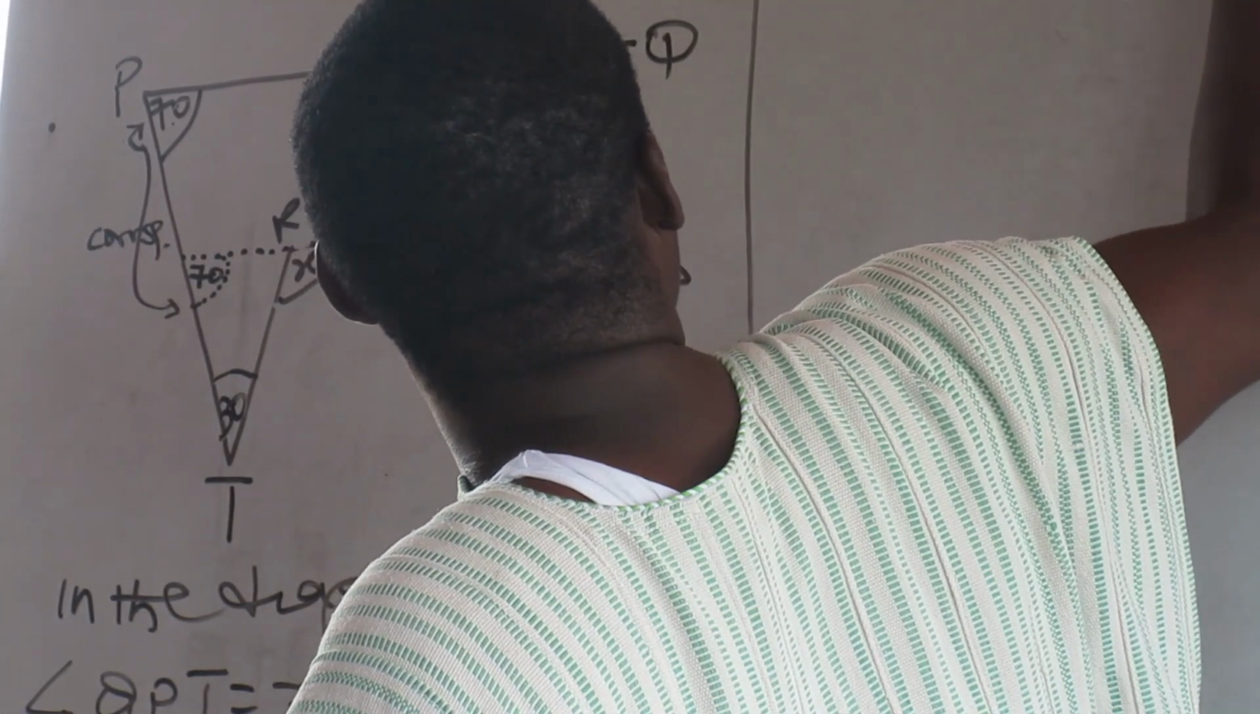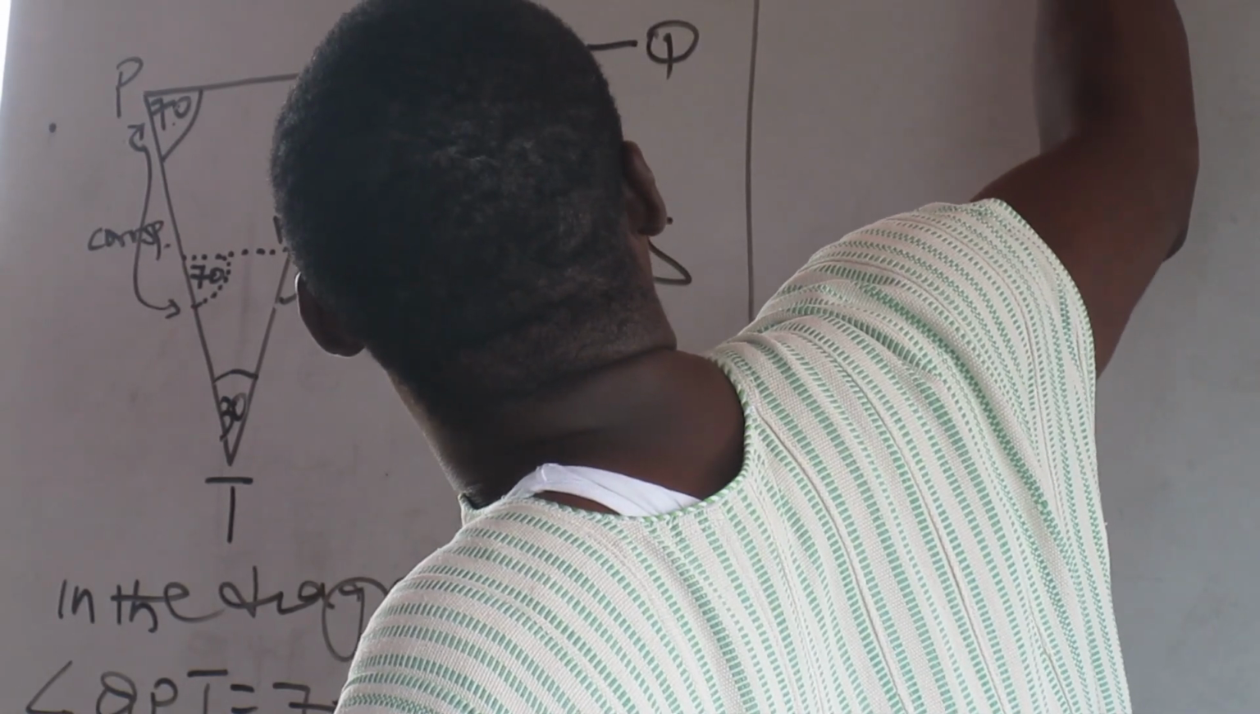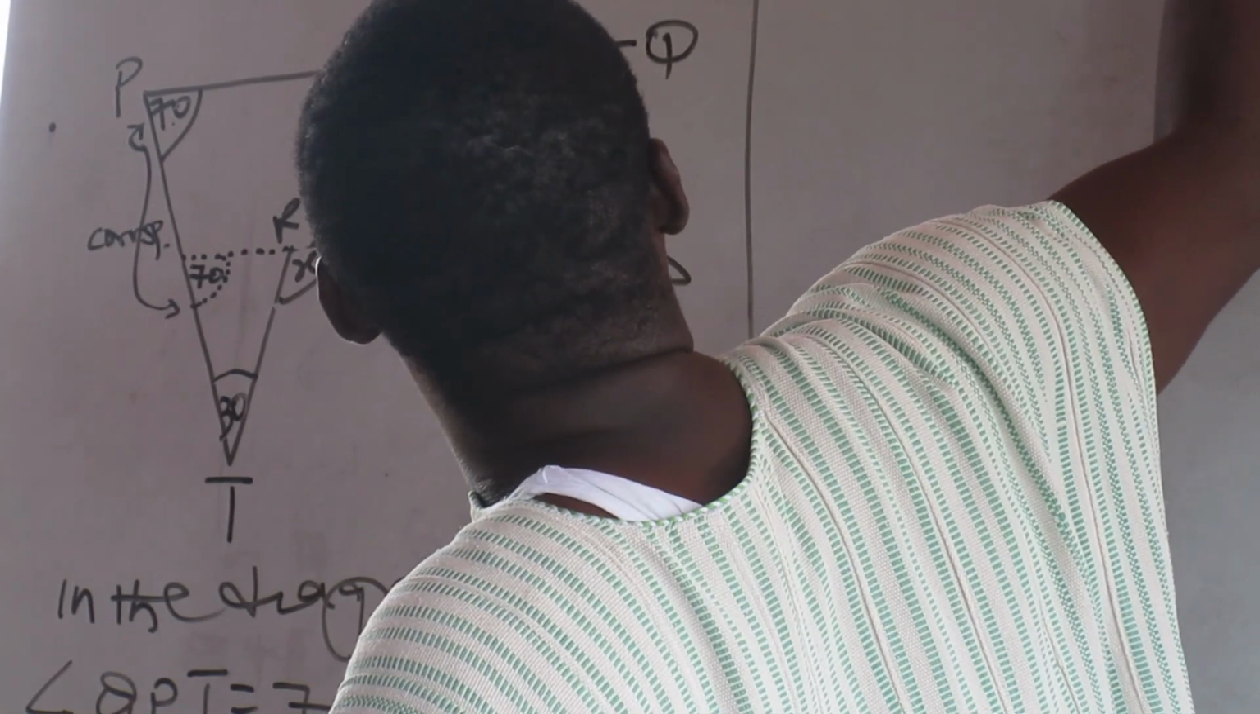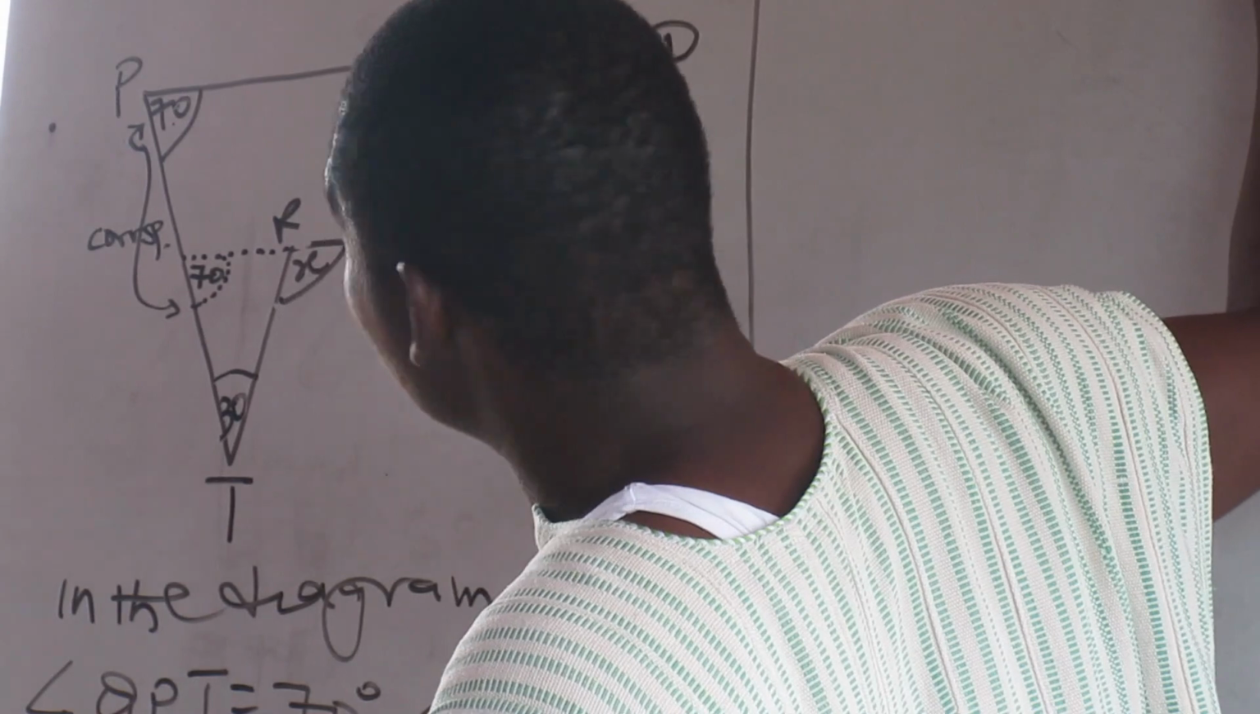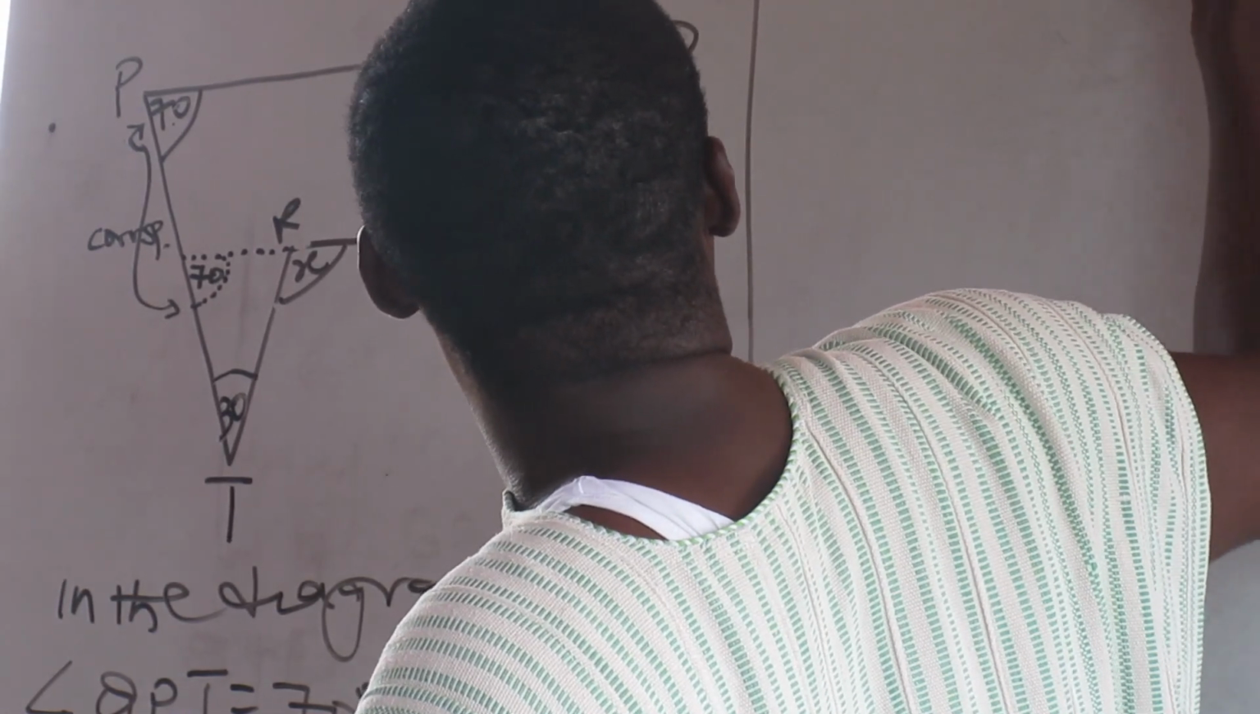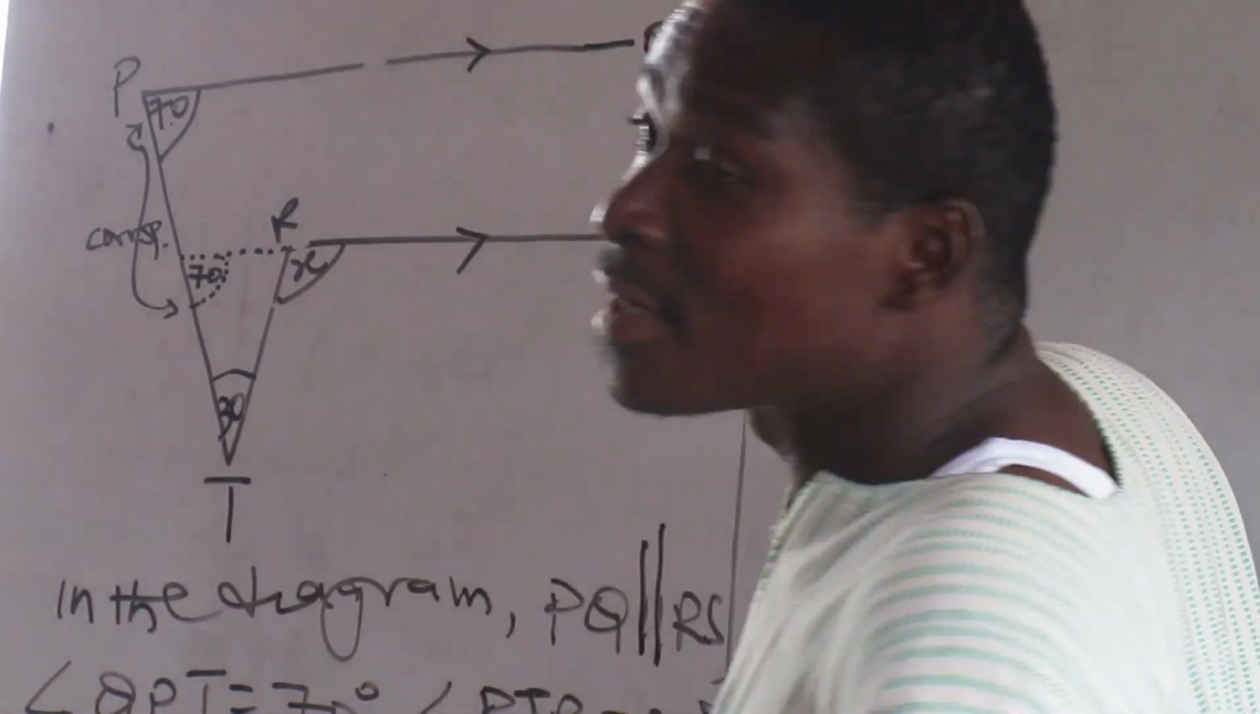30 plus 70 equals X. The reason is what? Sum of two opposite interior angles equals what? Exterior angle. 100 equals X. Let's close.